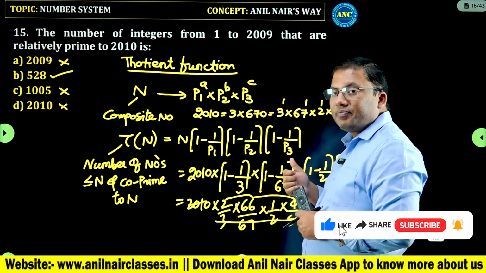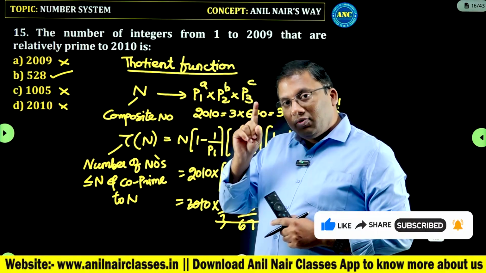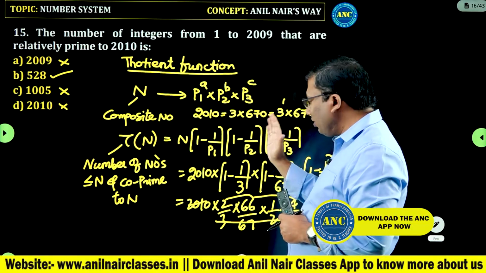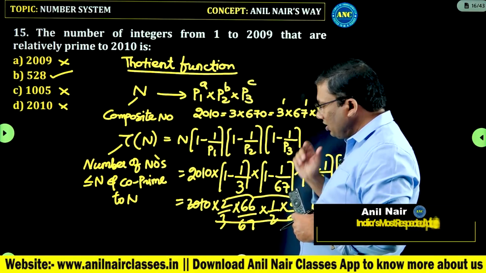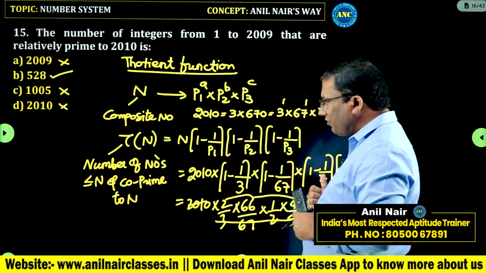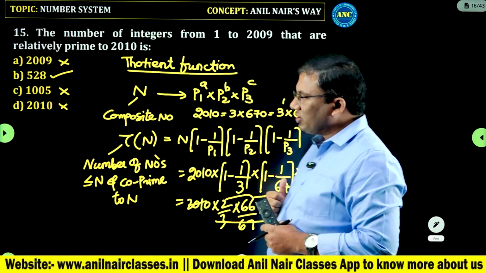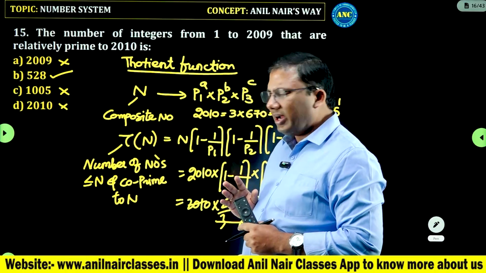Out of every 67 consecutive numbers, only one number is divisible by 67. How many are not divisible? 1 minus 1 by 67. 1 minus 1 by 2. 1 minus 1 by 5. So for the total answer to this question, the unit digit should be 8. There is only one option which is 8. I hope the idea is clear.